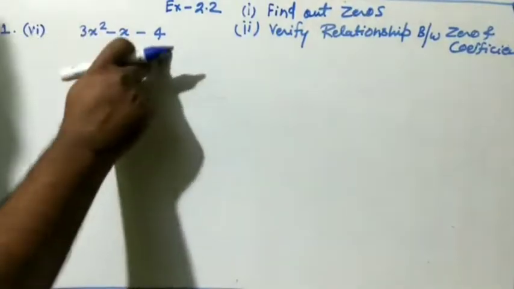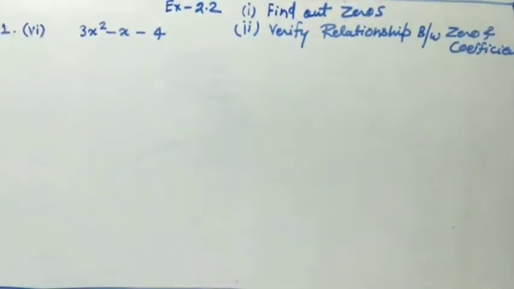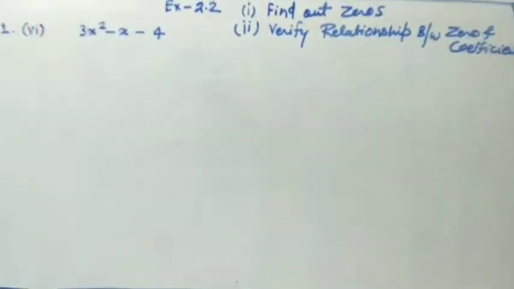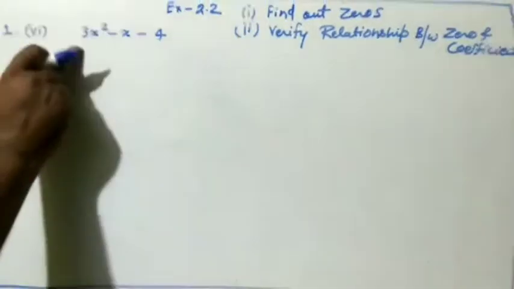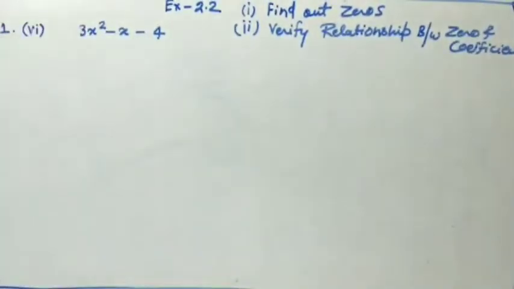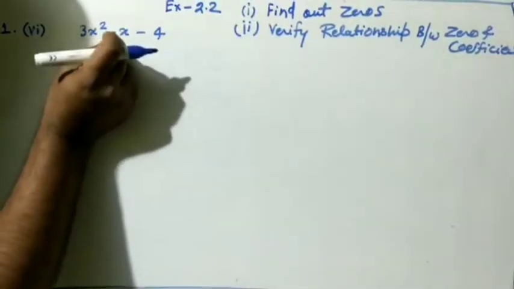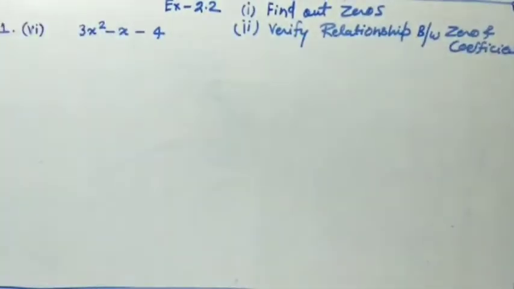3x square minus x minus 4. So we have to split the middle term. How to split the middle term? We have to multiply the constant term by the coefficient of x square. 4 3s are 12. We have to factorize 12 so that the difference of factors must be 1. Okay, the coefficient of x is 1, so we have to take care about that. The difference of factors must be 1.